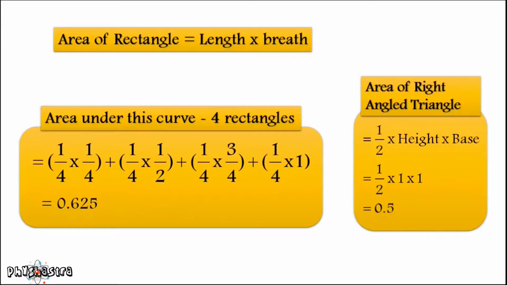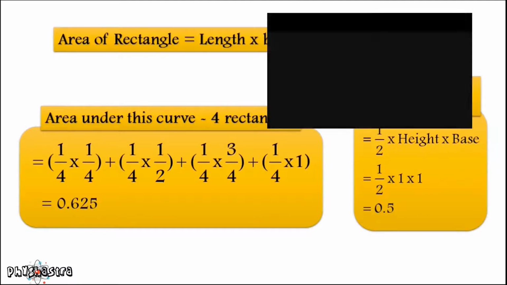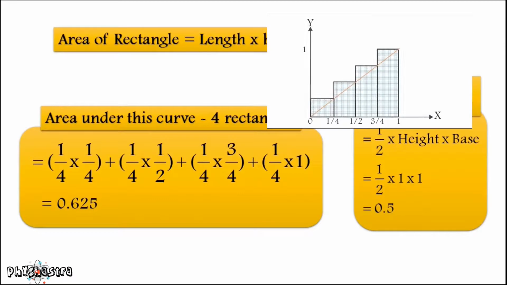And the area of the triangle is 0.5, so the value we got is not close. See, I blame the extra upper areas which were outside the curve. Don't you see? So I think I should reduce the width more. I will take a smaller width, less than 1 by 4.